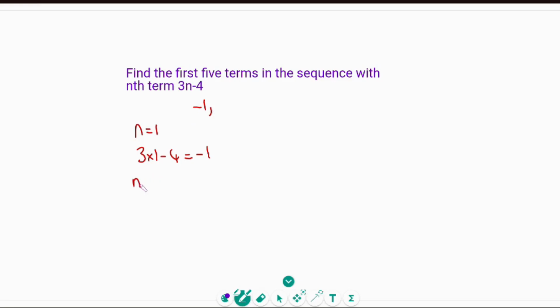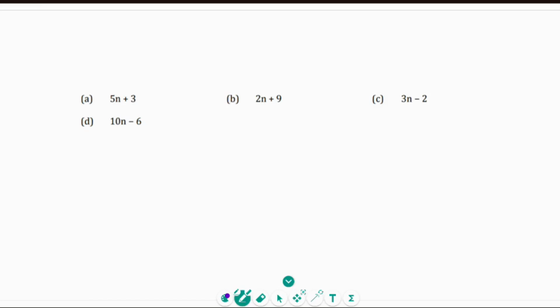Second term, n is 2. 6 take away 4 is 2. N is 3. 9 take away 4 is 5. Probably see the pattern now, it's going up in 3s. First 5 terms.